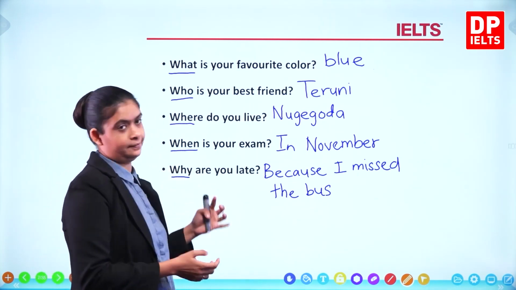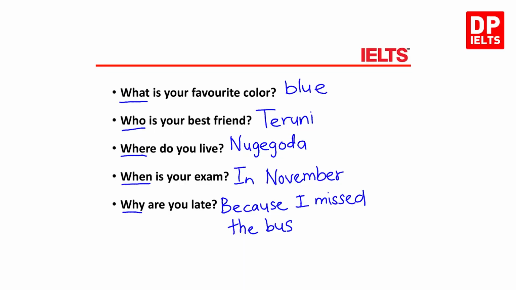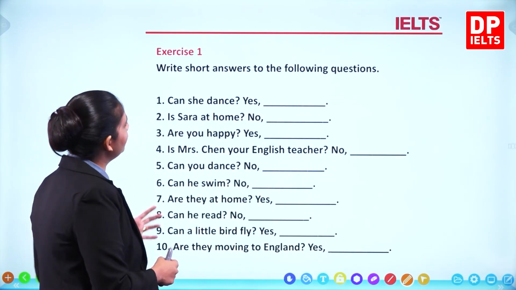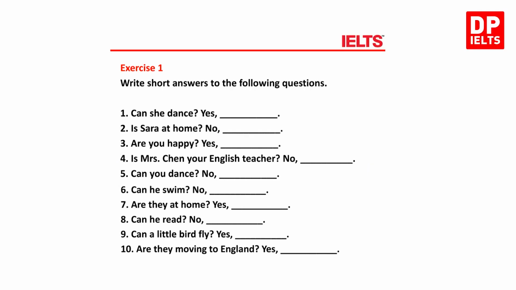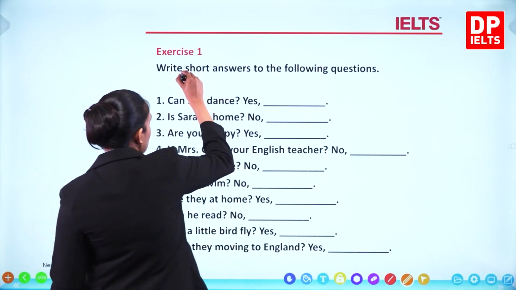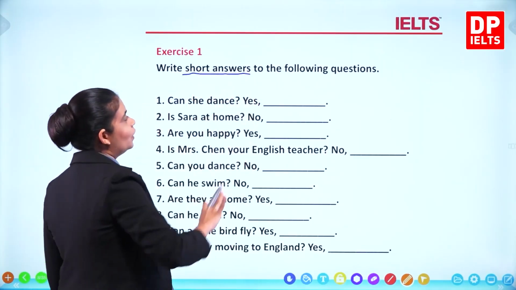A reason. So இதில் பார்த்தீங்கன்னா சில WH questions நாங்கள் example பார்த்தோம். What is your favorite color? Who is your best friend? Where do you live? When is your exam? Why are you late? Moving on, let's do some practice questions. Alright, இதில் நாங்கள் ஷார்ட் ஆன்சர்ஸ் எழுத போகிறோம். அதாவது எஸ் ஷீ கேன், நோ ஷீ காண்ட், அந்த மாதிரி நாங்கள் எஸ் நோ ஆன்சர்ஸ் பட் அது கொஞ்சம் எக்ஸ்டெண்ட் பண்ணி எழுத போகிறோம். Write short answers to the following questions.